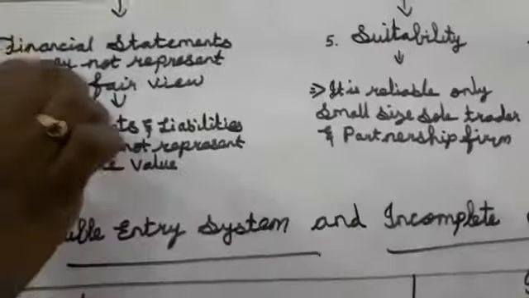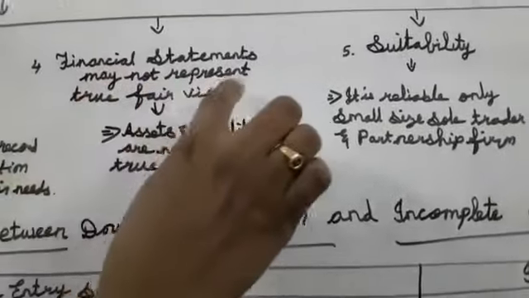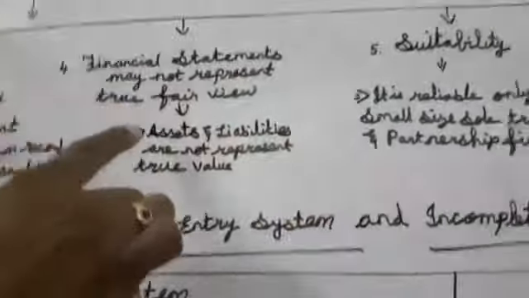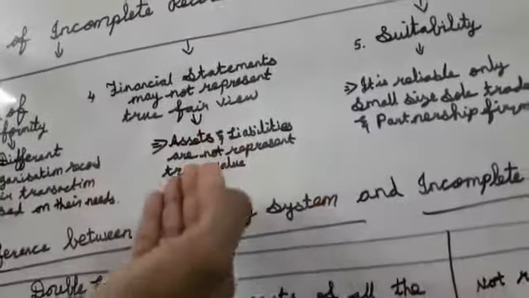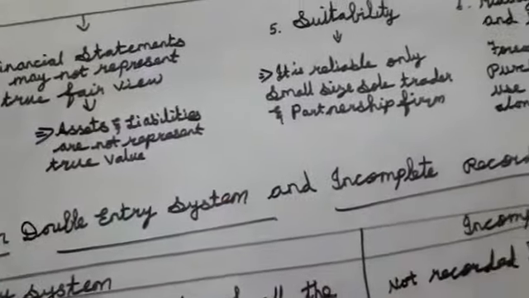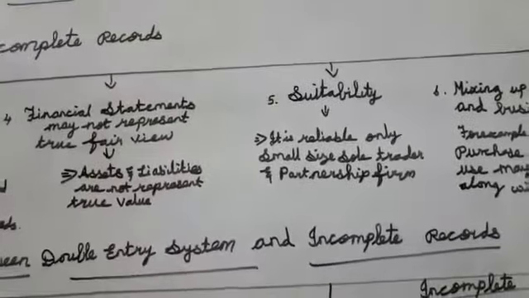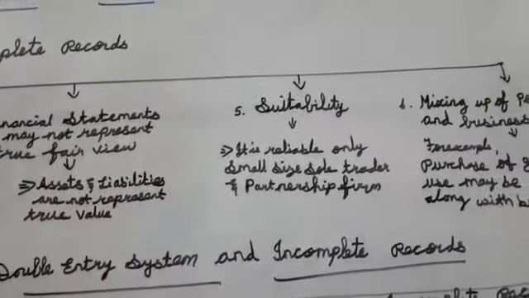Next one, financial statements may not represent a true and fair view. How do we say this? Because here assets and liabilities do not represent a true value, so that's why we say it does not represent a true and fair view. So this is also one of the features of incomplete records.